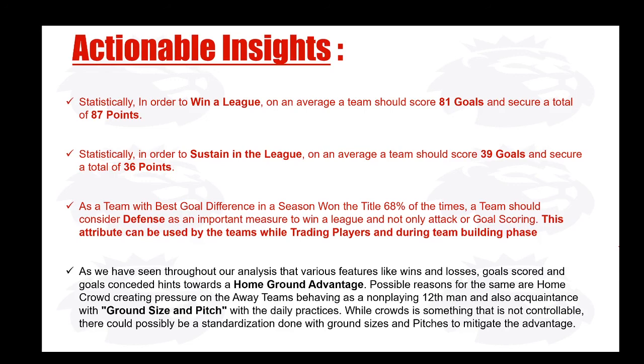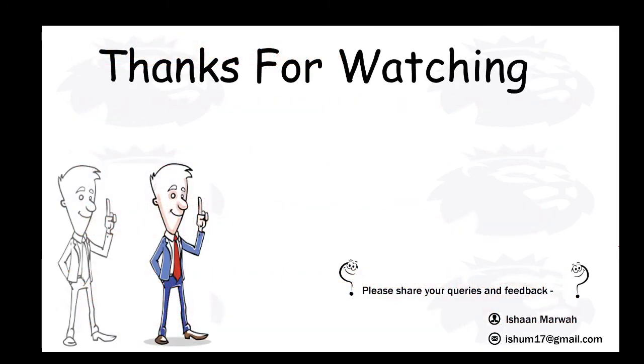Now, we see a lot of home advantage being talked about. The possible reasons could be the crowd creating pressure, less travel, and familiarity with the ground size and the pitch. While the crowd is something that is still debatable to be controlled, the ground size and pitch can be standardized, and thus the advantage could be mitigated.